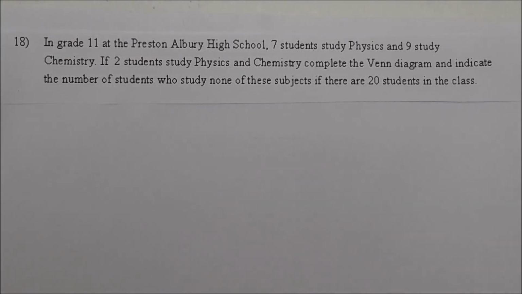Number 18, read it. In grade 11 at Albury High School, 7 students study physics and 9 study chemistry. If 2 students study physics and chemistry, complete the Venn diagram and indicate the number of students who study one of these subjects, none of these subjects. If there are 20 students in the class.